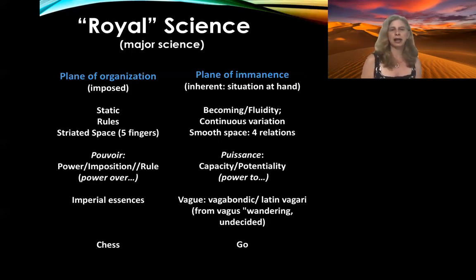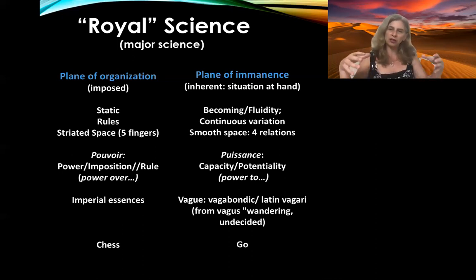Okay. So let's take a look at comparing these two ways of thinking. So we have royal science. Oh, and you know what? The heading on the slide isn't exactly accurate, because really I want to be comparing these sort of two planes of immanence. So ignore this title. What I want to look at really is the plane of organization imposed from the royal science perspective, or the plane of immanence. What is emanating? What is immanent in the situation at hand, or inherent in the situation at hand?